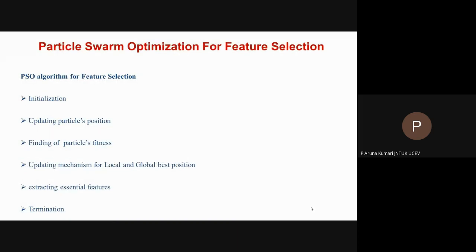In this, first we have to initialize the particles, the population, and then update positions based on fitness value. You find the new particle fitness value, update the global and local positions, and repeat the same process. Once we have identified the global best position, the best solution we got will consist of ones and zeros. The one indicates that the feature has been selected, zero indicates that the feature is not selected. Like that, we can extract the essential and optimum features by using PSO.